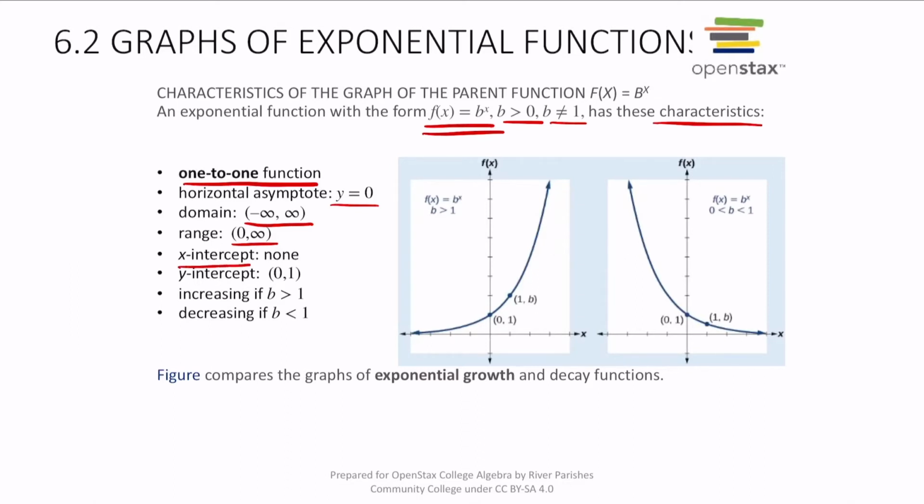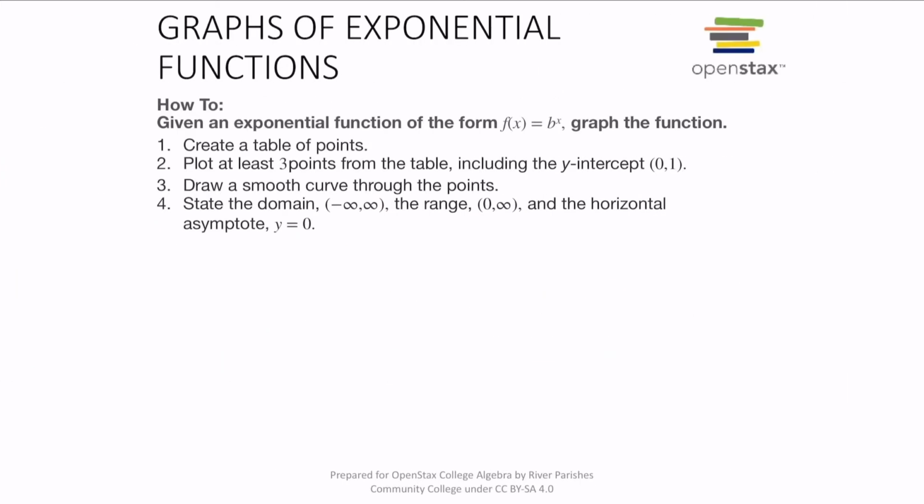Now the x-intercept is none, because notice that it's not going to cut the x-axis. The y-intercept is (0, 1) for every exponential function. Now the function is increasing, so it goes up, if b is greater than 1. It goes down when b is less than 1. But notice that for both cases the point stays the same. (0, 1) is still the same point. It's not going to move.